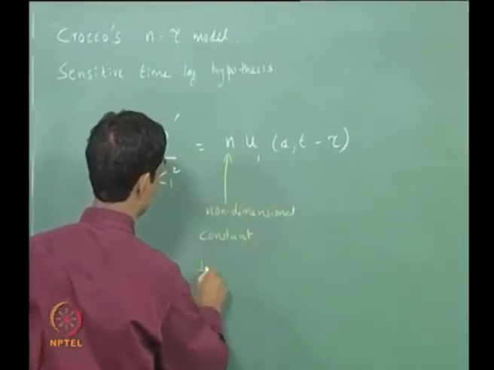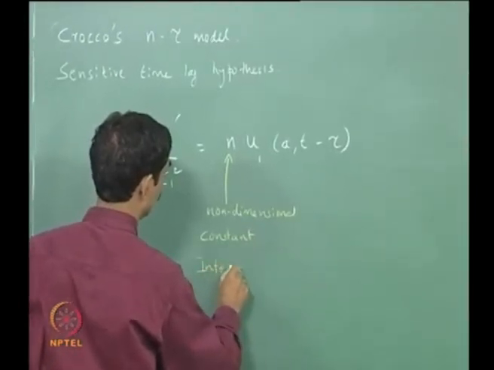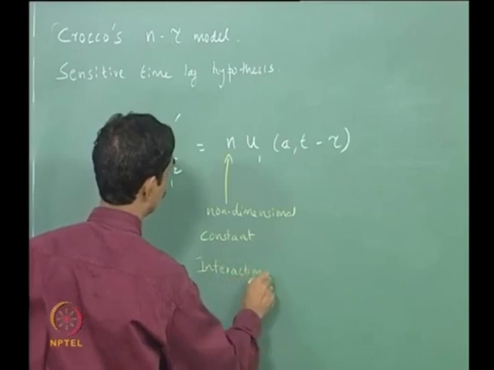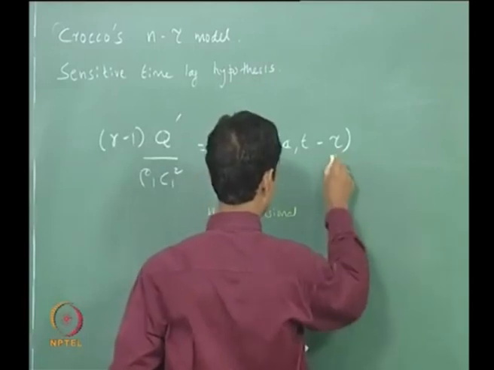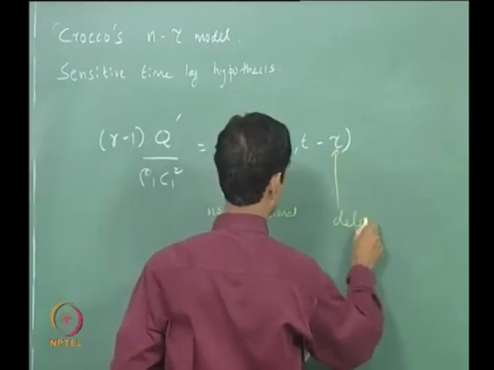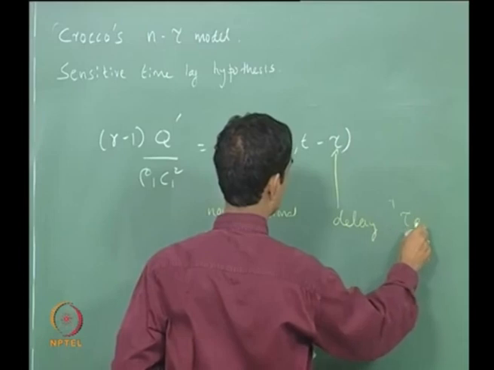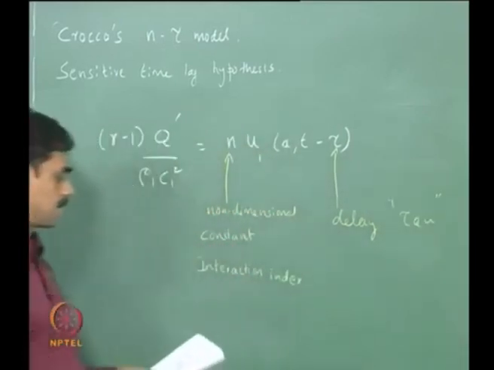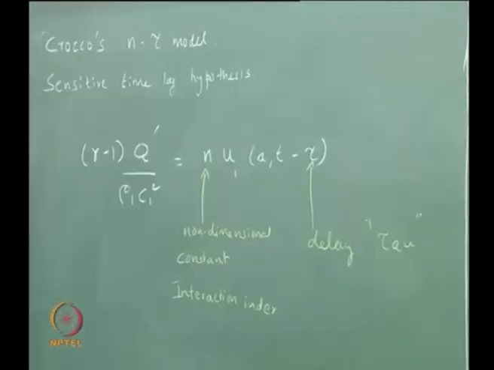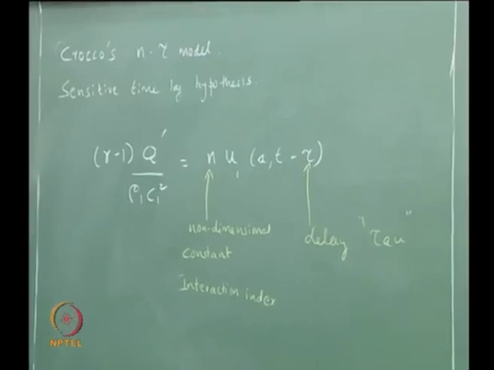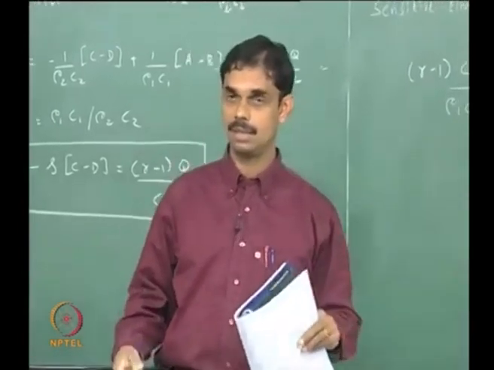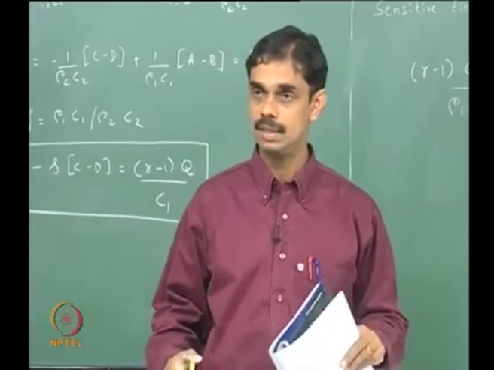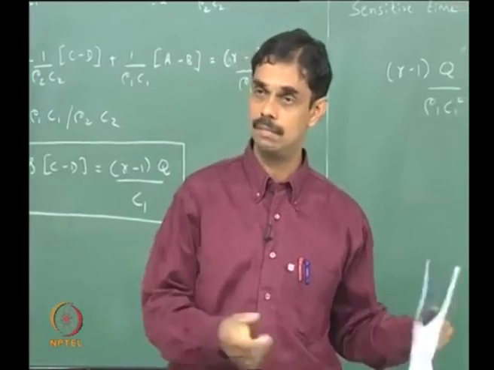So this is called interaction index. And this is the delay tau. So tau is the time delay between the velocity fluctuation and the heat release. So velocity fluctuates now, but we are not using that velocity. The heat release depends on the velocity fluctuation at some time earlier.